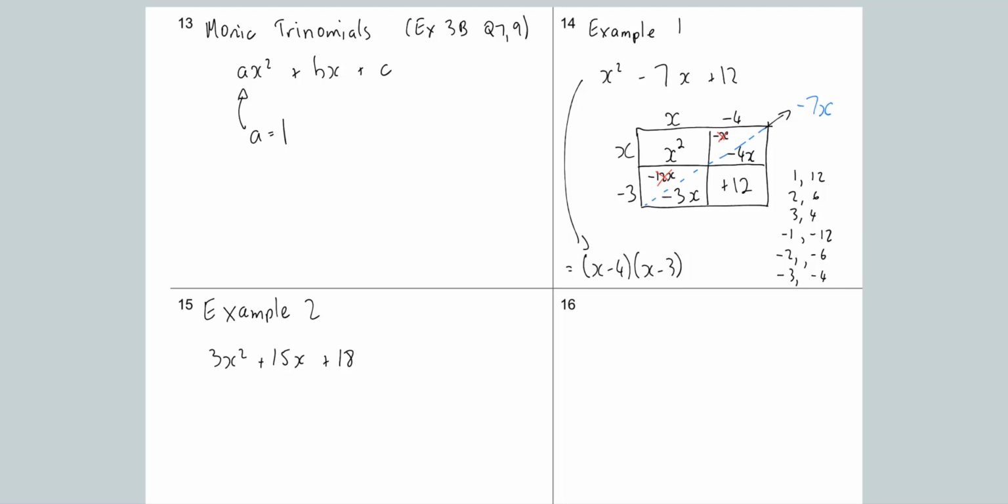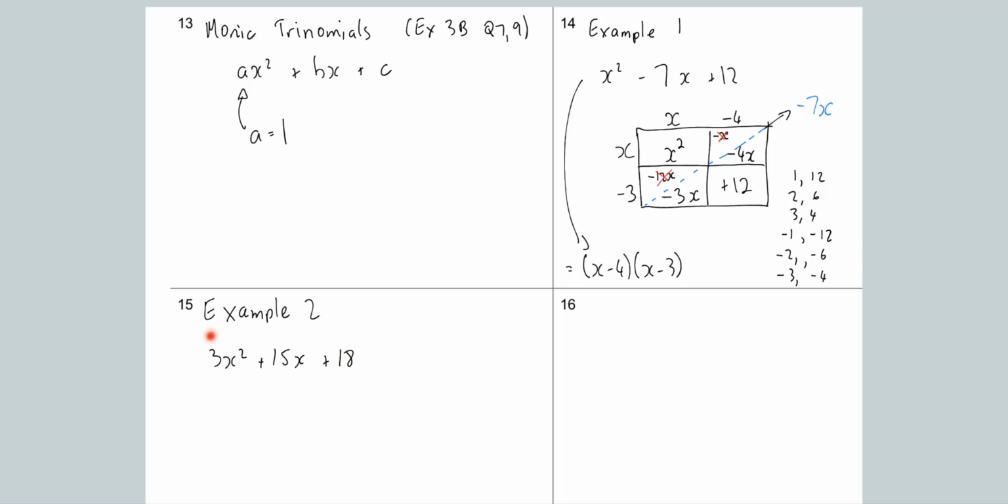We'll have a quick look at example 2, which at first blush does not look like a monic trinomial because the value of a is 3. And if you saw that, very well done, you're right. But remember what I said in the previous video: when you come across an expression like this, the first thing you should always do is look to see if there's a common factor.